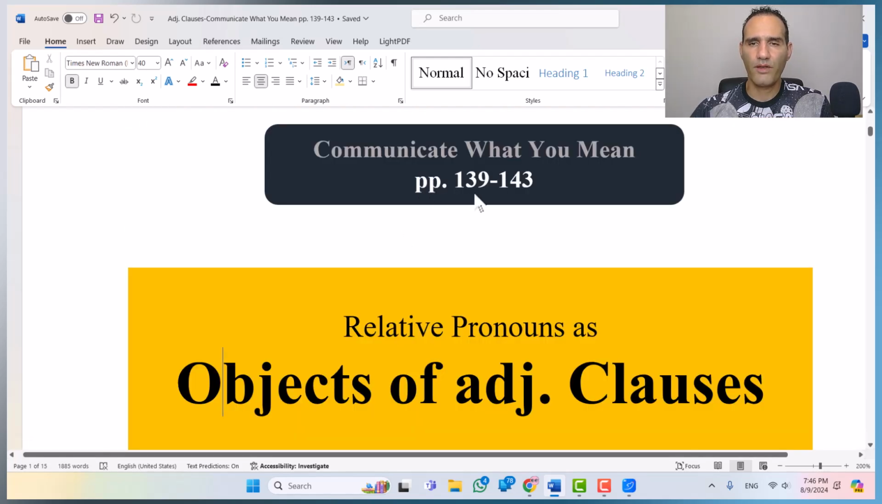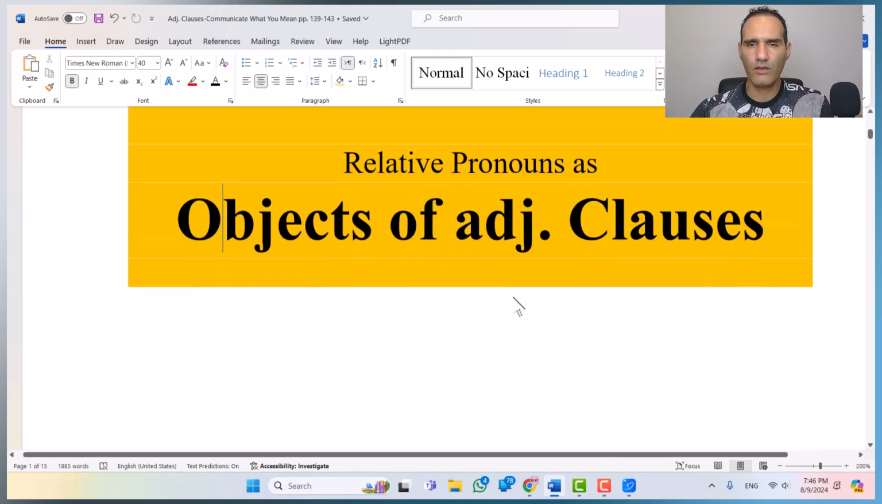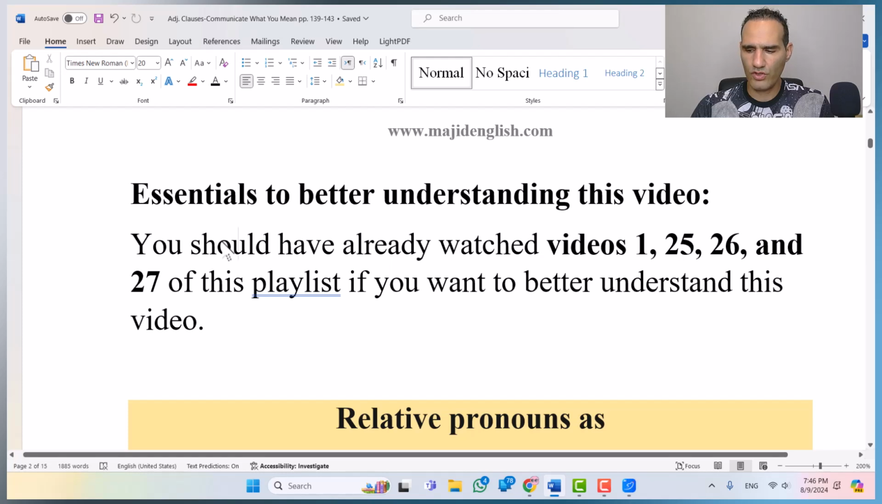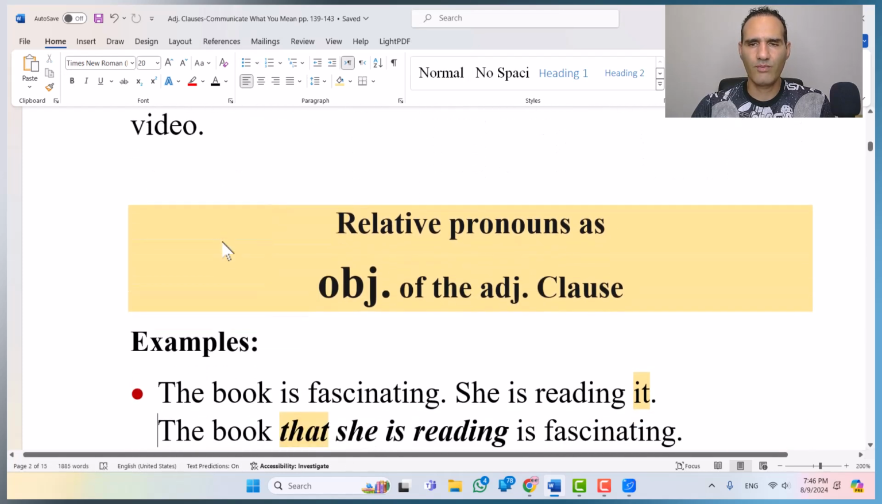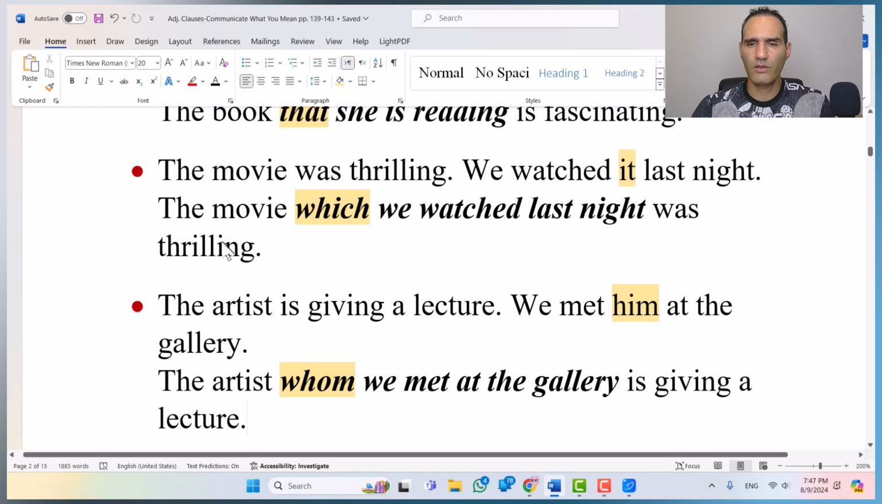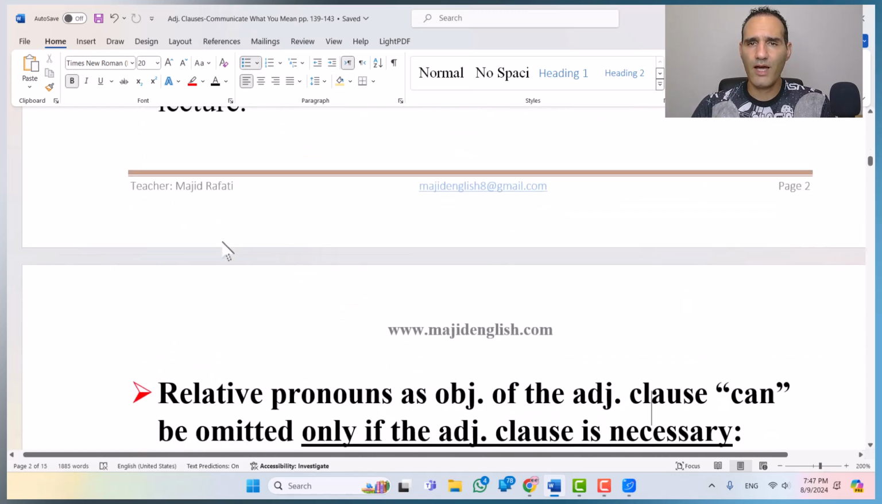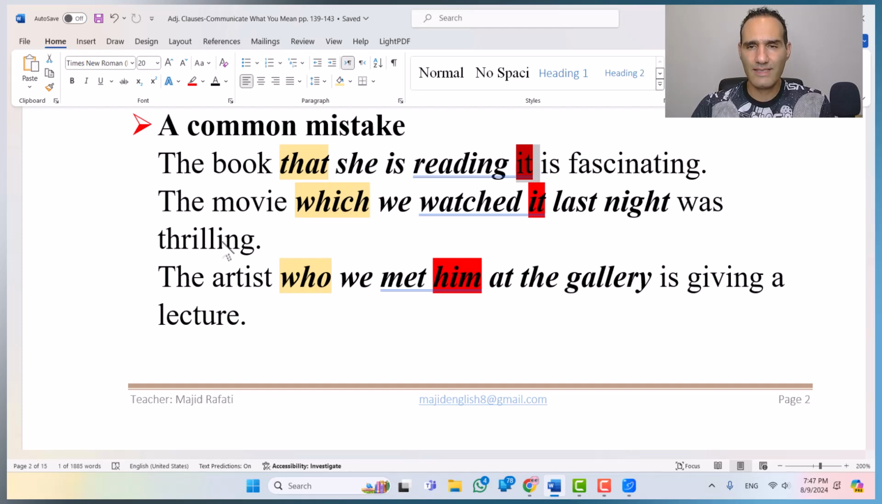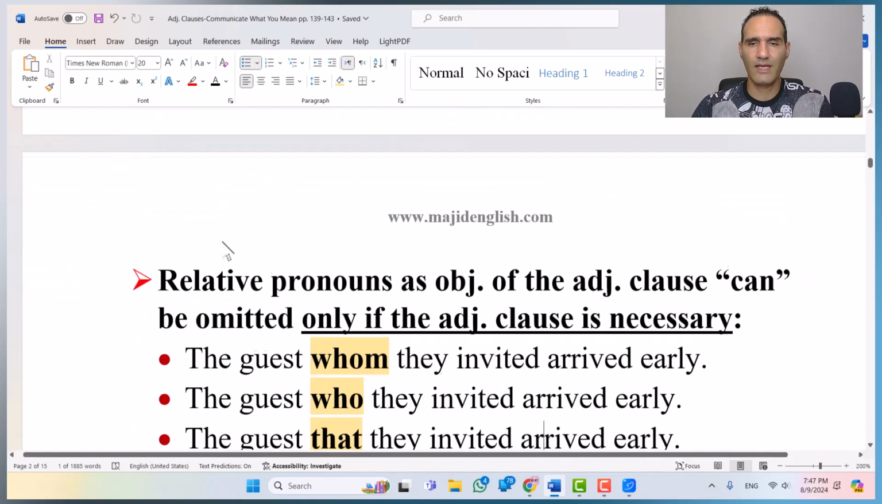Today we covered pages 139 to 143 of Communicate What You Mean, mainly focusing on relative pronouns as object of the adjective clause. Here I told you which videos to watch previously if you want to better understand relative pronoun as object of the adjective clause, and some examples here. You see that each of these highlighted relative pronouns has come instead of an object word in the previous sentence. That's why we call it relative pronoun as object. The common mistake that I have seen in many students is to bring the relative pronoun and to bring the reference of the relative pronoun simultaneously. This is incorrect. Stay clear.